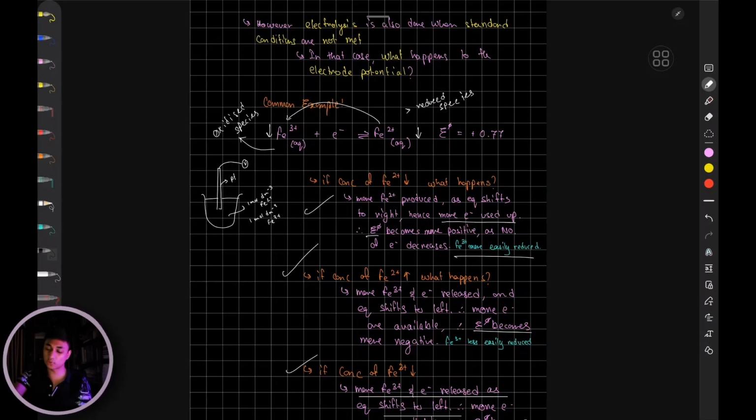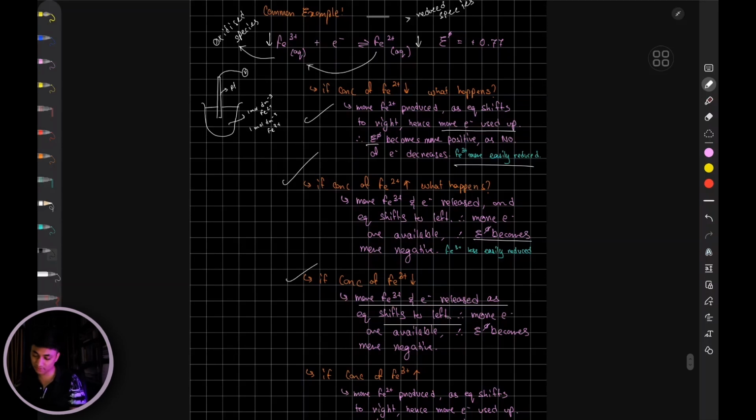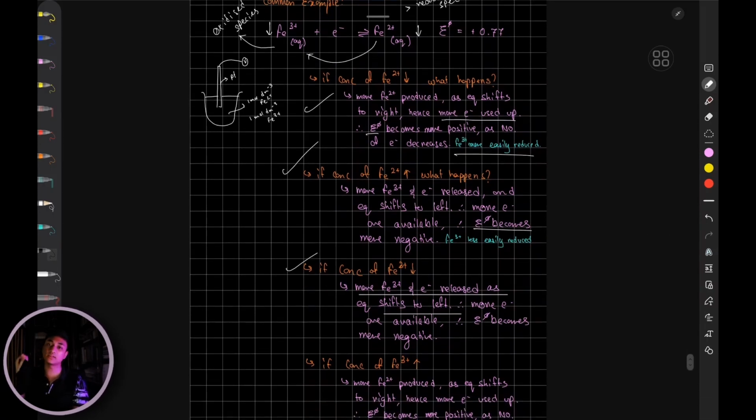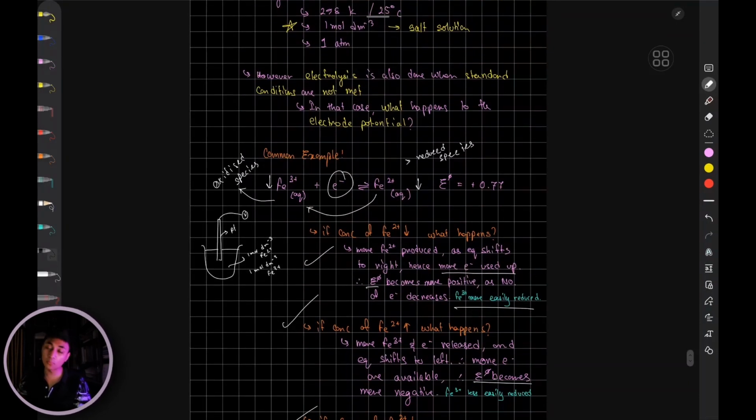So to regain that equilibrium, Fe2+ has to release electrons. Therefore, in this case, you will see more backward reaction taking place. So what do you see? More Fe3+ and electrons released as equilibrium shifts to the left-hand side. Therefore, to compensate, more Fe3+ ions will be released to regain the equilibrium constant. That means more electrons will also be released because your Fe2+ is getting oxidized, releasing electrons. So in that case, the concentration of electrons increases.